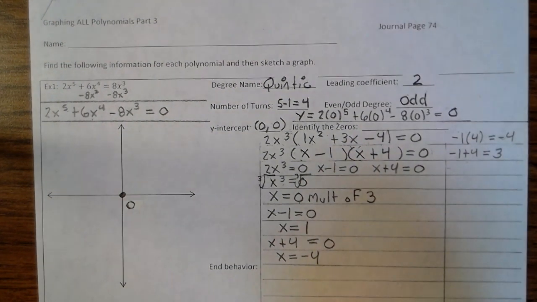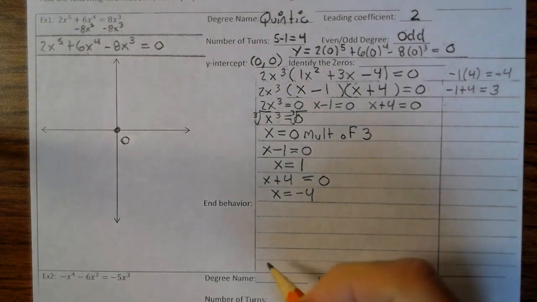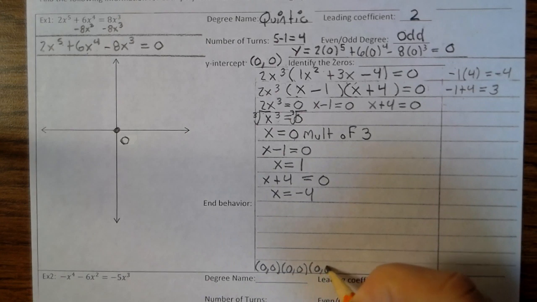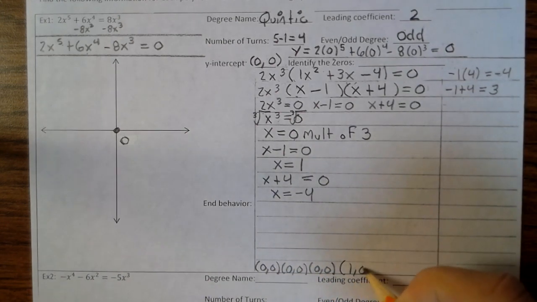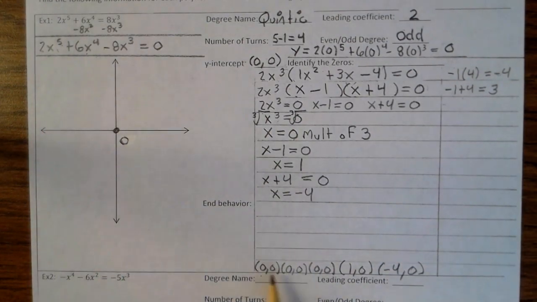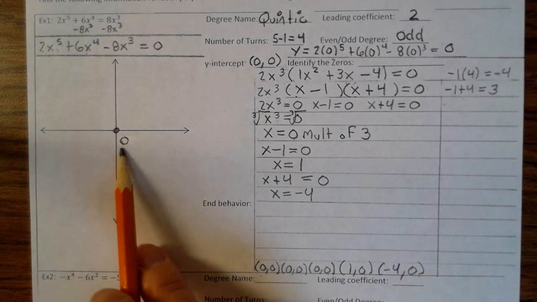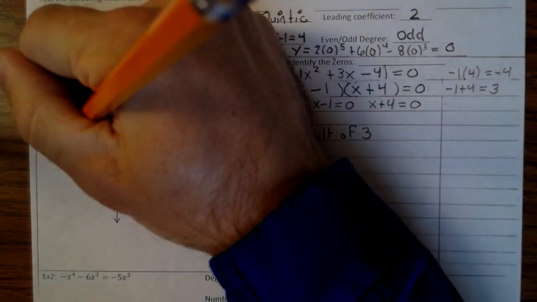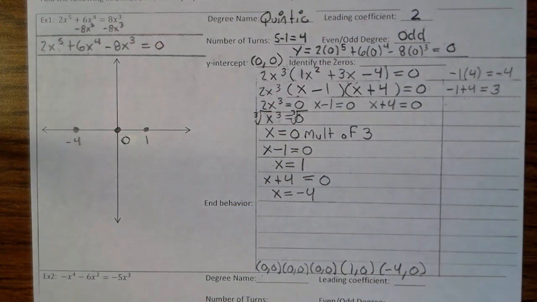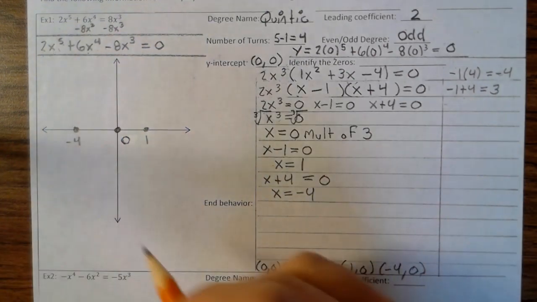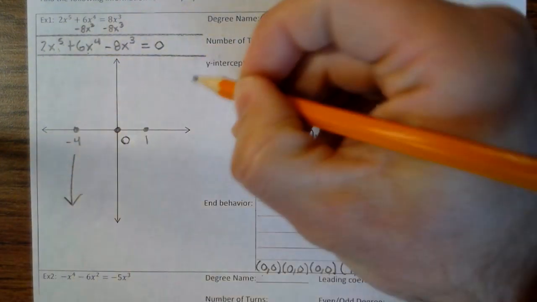So your zeros are (0, 0) three times, (1, 0), and (negative 4, 0), which makes sense because since the degree was 5, we knew there was going to be 5 zeros. Okay, well, we have our 0, we have 1, and then we have negative 4. Now, we know since the leading coefficient is positive for a quintic, it's decreasing here and it's increasing here.